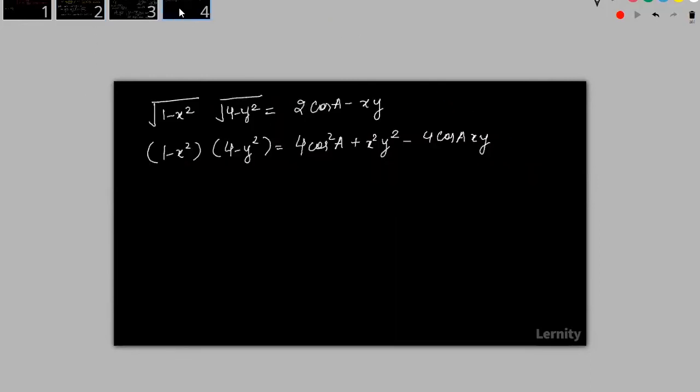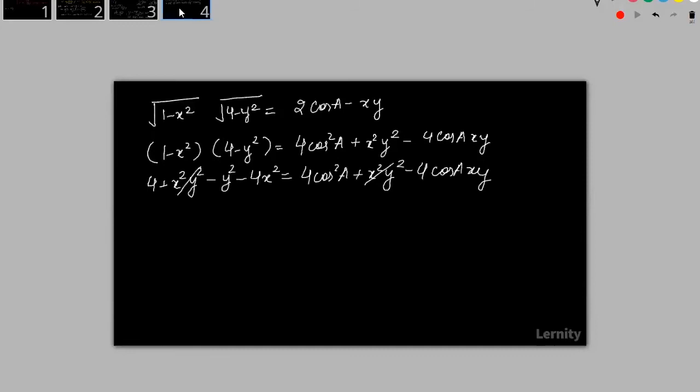So I will simply open the bracket. This will be 4 plus x square y square minus 4 x square minus y square is equals to 4 cos square a plus x square y square minus 4 cos a xy, right? This x square y square will get cancelled with this x square y square. I will take these two on the other side.